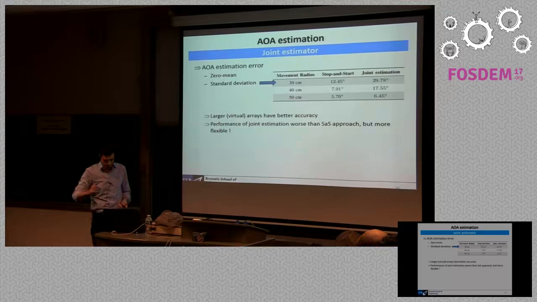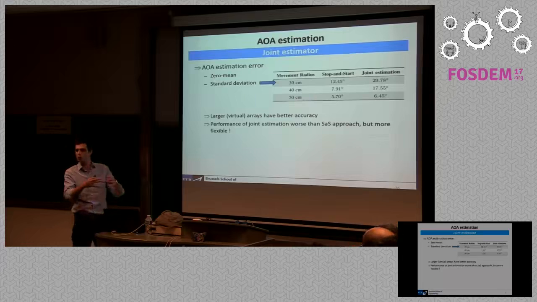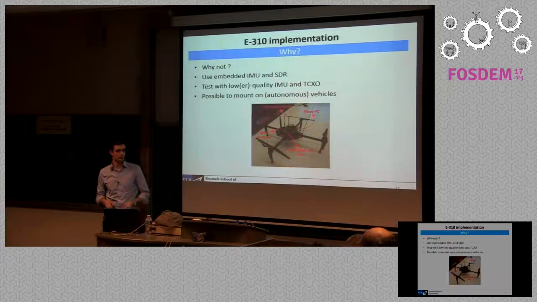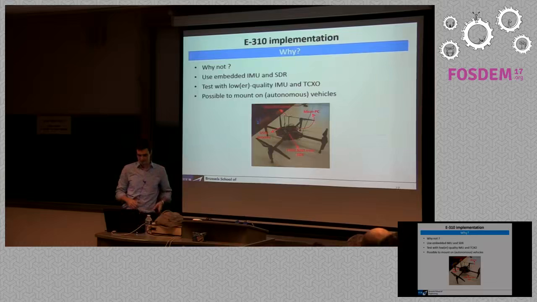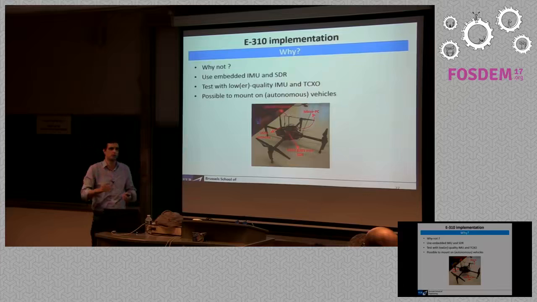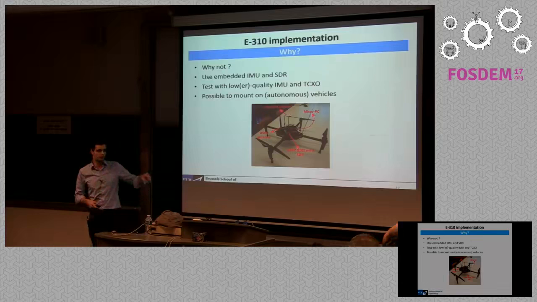The final step is that we are currently in the process of porting this to the E310 USRP, the one that Martin showed a bit before. It's a small one that has an embedded processor. Why do we want to do this? First of all, it's a fun platform. I needed an excuse to do something on that. It has an embedded IMU, which is of much lower quality than what we used in these previous experiments. This would allow us to see what we can achieve with something that's typically in your phone. It's not as bad as what you have in your phone, but it's not that far away. It also allows us to use a worse quality oscillator, and eventually we want to put this on the quadrotor that one of my students is working on.